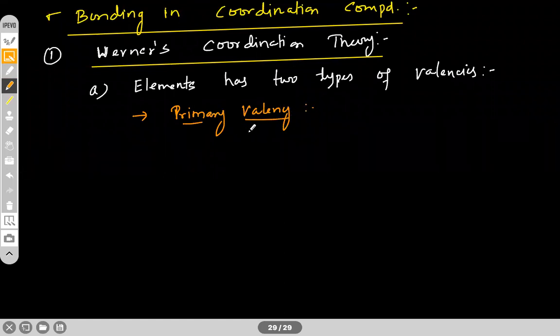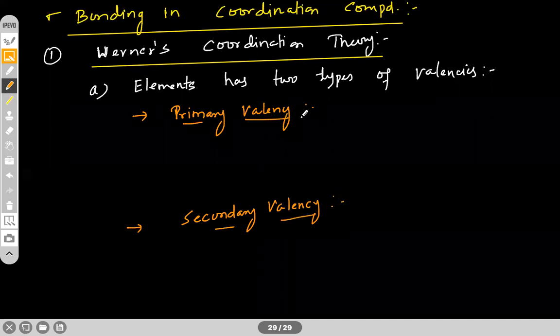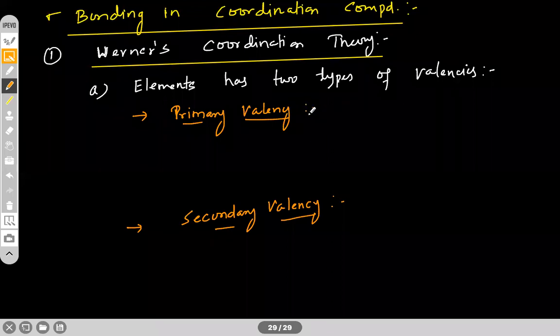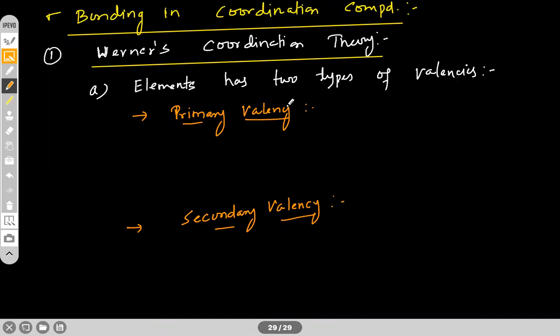and first you write down 2 points into this primary valency, and we also have one more. You can write down 3-4 lines. After 3-4-5 lines you can write down secondary valency. These are the two valencies we have in coordination complexes, primary and secondary. Write down primary valency. It corresponds to the oxidation state of the central atom. CMA, write down, central metal atom. It corresponds to the oxidation state of the central metal atom, and it is shown by a dotted line.